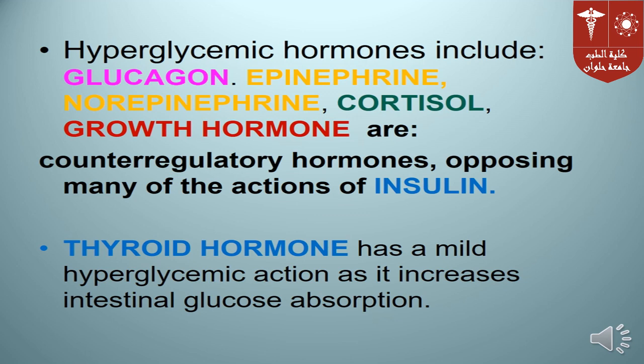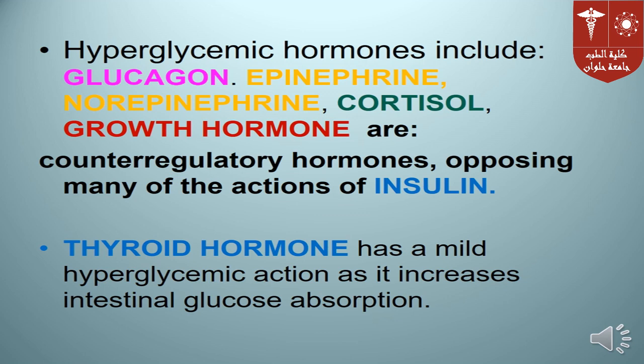Okay, they are counter regulatory hormones. counter regulatory يعني بيعملوا action الريجوليشن بتاعهم عكس تماما للإنسولين زي ما قلنا, opposing many of the actions of insulin. So we have glucagon, epinephrine, norepinephrine, cortisol and growth hormone. These are the anti-insulin hormones or the hyperglycemic hormones. All we call them counter-regulatory because their actions are opposing to that of insulin.